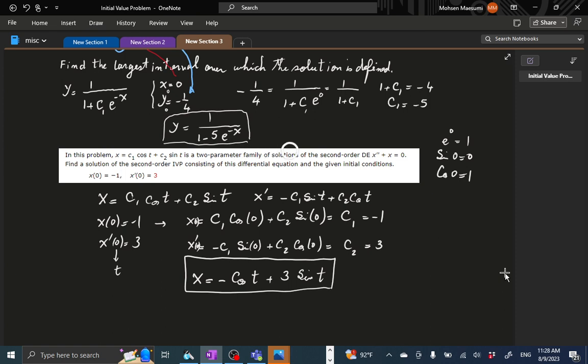So let's get familiar with the terminology. Two-parameter family of solutions: two-parameter refers to this c1 and c2. Of the second order, because this is x double prime in the differential equation, which is what we saw here. Another piece of terminology, initial value problem. At the very beginning, at a certain time, these values are given. Most often the initial time is set at 0, like you are calibrating things at 0, but it doesn't have to be. The initial time can be any number.